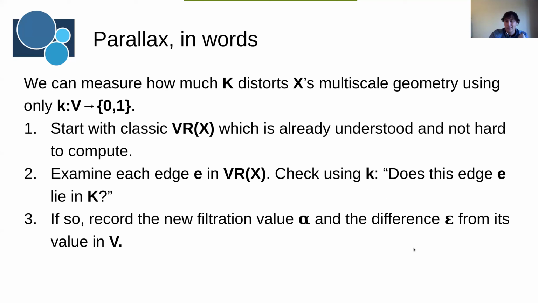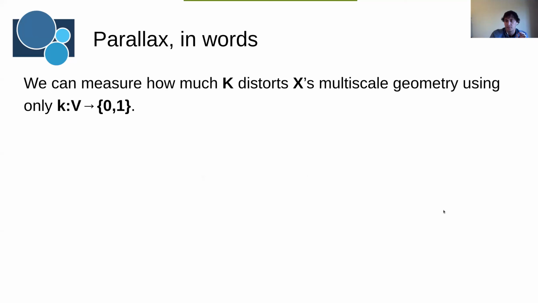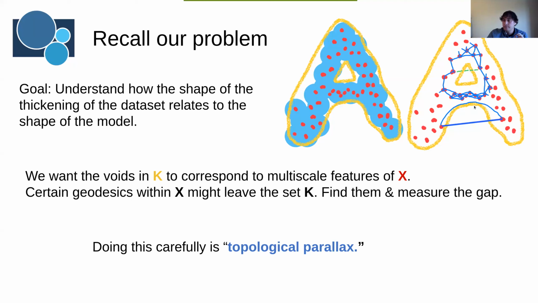And importantly, this is where the whole story gets extremely complicated: the difference epsilon from its value in V. So just to make sure that we're clear here, let me go back to this picture that I just had. If I forget about anything in gold, and I'm looking at this edge in the A that's got the straight line across it, if I put a ball around each of those points whose radius is exactly half the length of that line, those balls will touch, they'll kind of tangentially kiss at one point. But that point is not in the model. And if that point's not in the model, I know the edge can't be in the model.